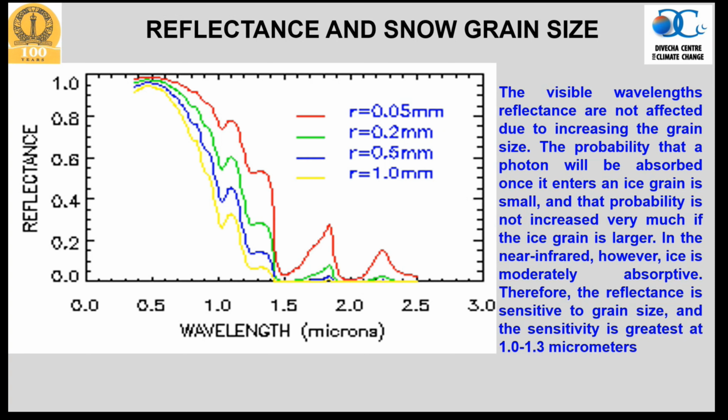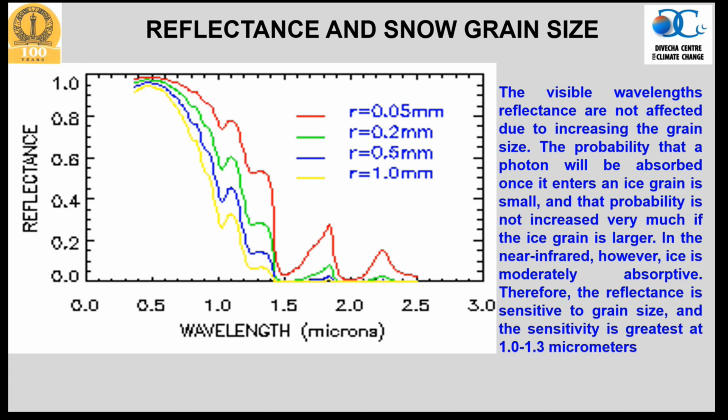But if you look into the part of the electromagnetic spectrum which is around 1100 nanometers, then a large difference can be found. That means it has very high albedo, or reflectance, for small grain size, and as the grain size increases, there is a reduction in snow reflectance. Remember, this 1100 nanometer region of the electromagnetic spectrum appears to be sensitive to grain size.